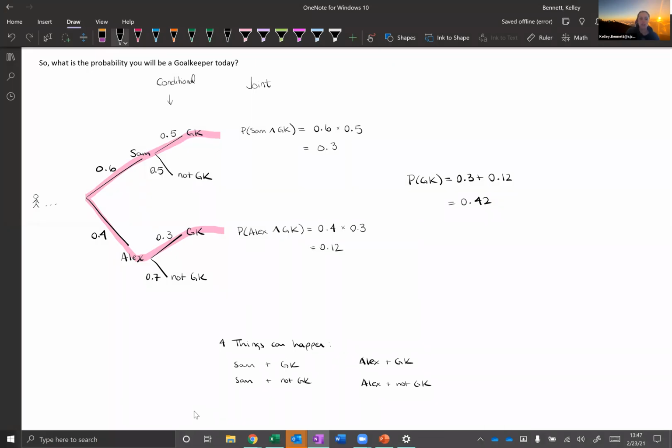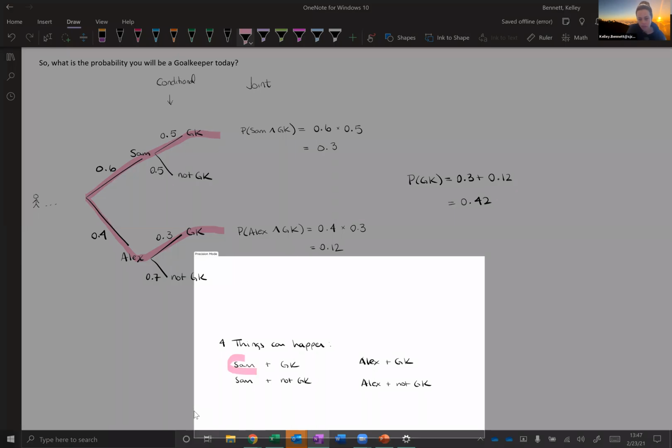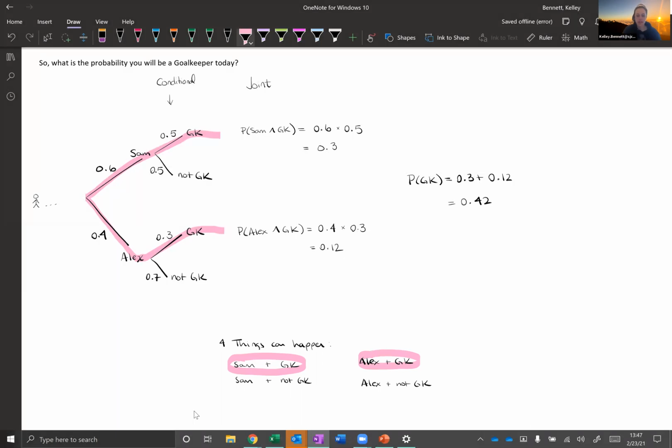And you're getting asked, what's the probability that you will be goalkeeper today? So I want us to rewind back to our basic probability talk. What are our favorable outcomes? Our favorable outcomes are being goalkeeper. So these are the 2 ways that it can happen. And that's exactly what we computed here in these joint probabilities. So what's the probability that Sam is coach and I'm the goalkeeper? We saw that that was 0.3. What is the probability that Alex is coach and I'm the goalkeeper? That was 0.12. And so I add them together, and that's how I get the probability for goalkeeper.